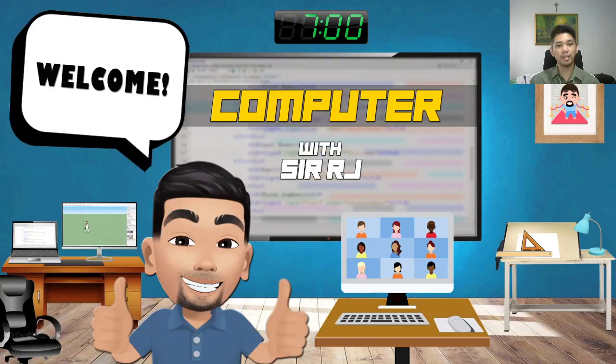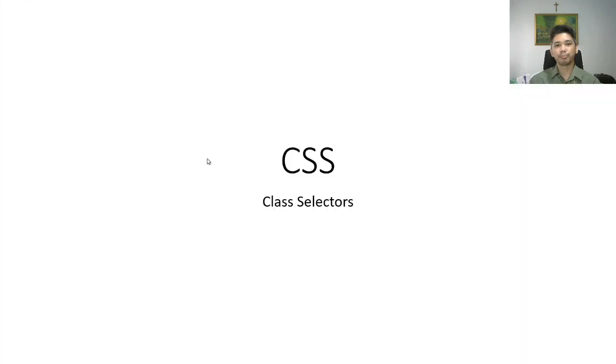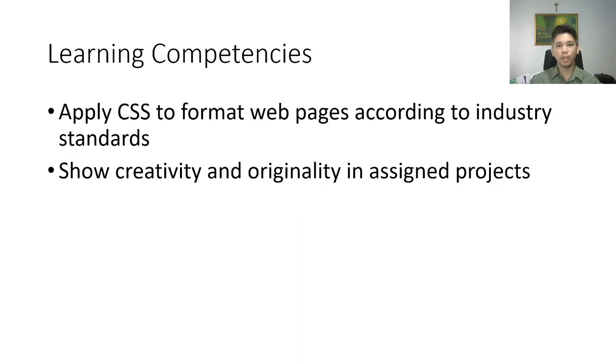So we are going to continue with our lesson in CSS. This time around, we are going to talk about the class selectors. For our learning competencies, it will just be a continuation of what we have started. We will apply CSS to format web pages according to industry standards, and we will show our creativity and originality in assigned projects. And last time, like I've said, I introduced CSS to you.